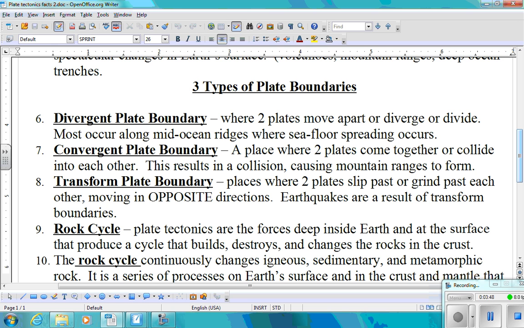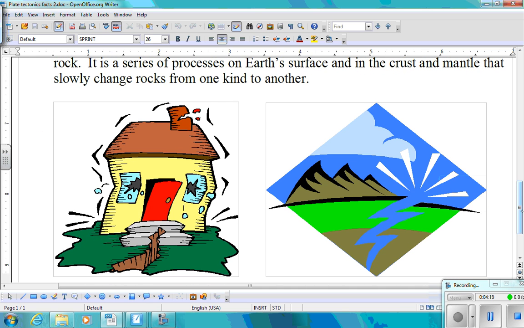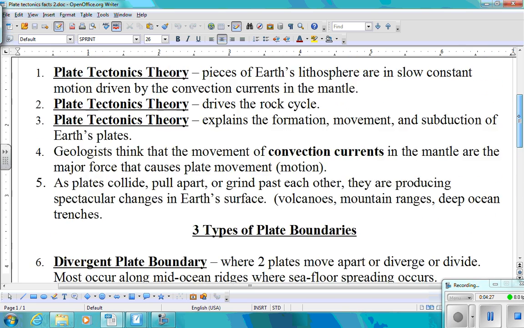Rock cycle. Because of all this movement, the rock cycle occurs. Plate tectonics are the forces deep inside Earth and at the surface that produce a cycle that builds, destroys, and changes rocks in the crust. The rock cycle continuously changes igneous, sedimentary, and metamorphic rock. It is a series of processes in the Earth's surface and in the crust and mantle that slowly change rocks from one kind to another. Okay? So those are the notes you should have in your notebook now.